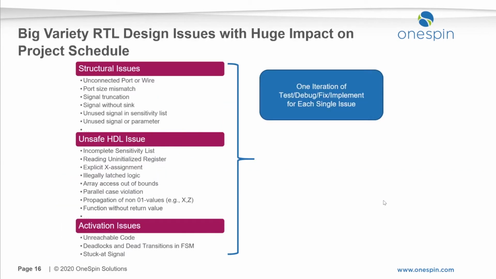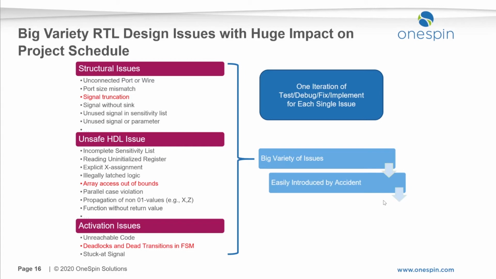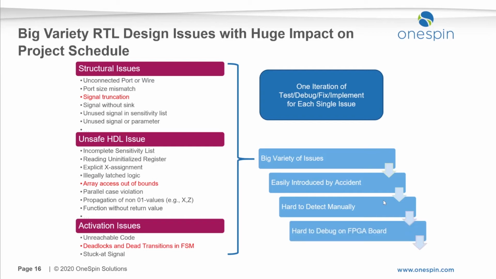And what can these bugs be, right? Well, it can be a numerous amount of structural issues, unsafe HDL activation issues. Let's single out a few: signal truncation, accessing array out of bounds. You can hit deadlocks in your transitions and FSMs. It's a really big variety of issues. It's very easy to introduce them by accident, almost impossible to detect manually, and they're really hard to debug on an FPGA board, which can have a massive impact on your project schedule. And this being a hackathon, 24 hours is kind of a time crunch.